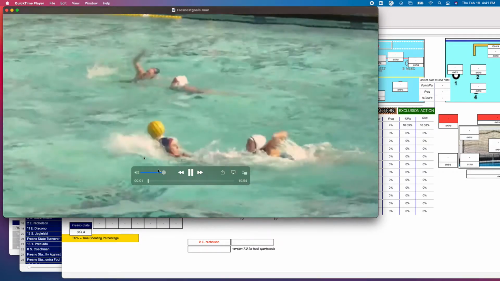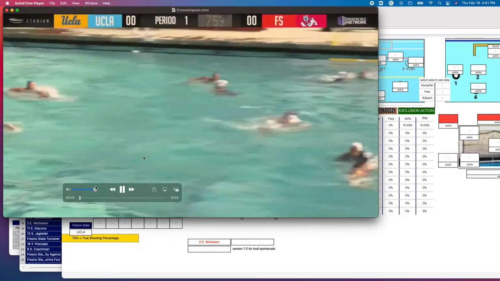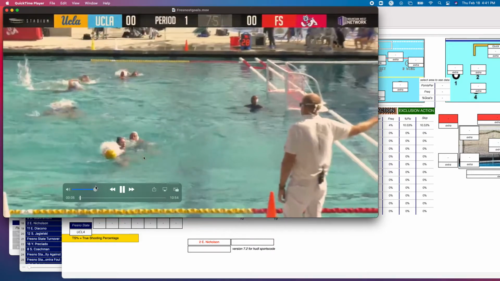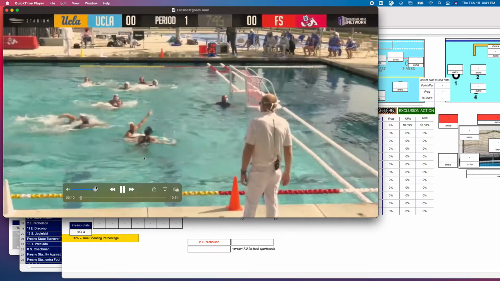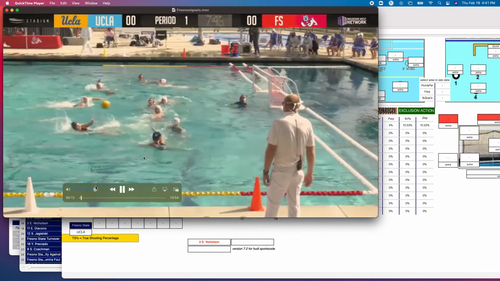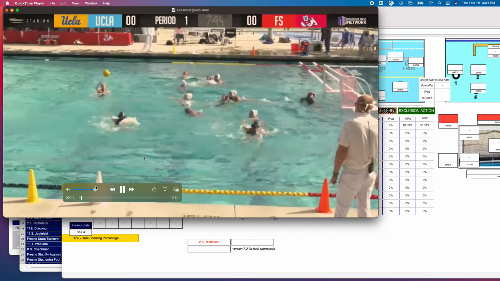State who controls the opening tip. And now we see a quick whistle there. You can see the best quality video we've got so far. 5 spot on the near side. Now they go up top.